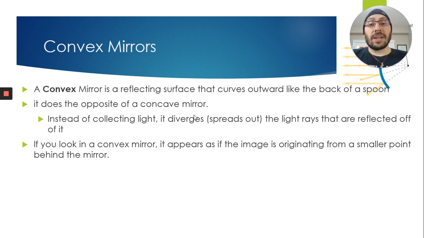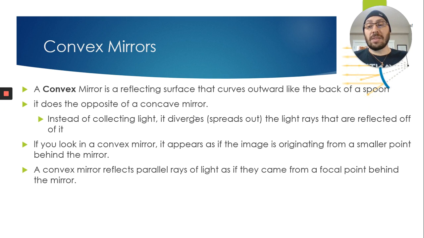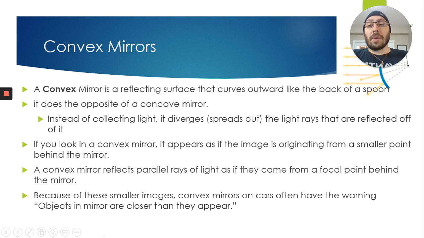If you look into a convex mirror, it appears like the image originated from a smaller point behind the mirror. So the focal point is actually a virtual focal point behind the mirror. Convex mirrors reflect parallel rays of light all over the place, as though the focal point was behind. We've all seen these as well, on the sides of cars, where they have the little warning that says objects appear closer than they actually are.